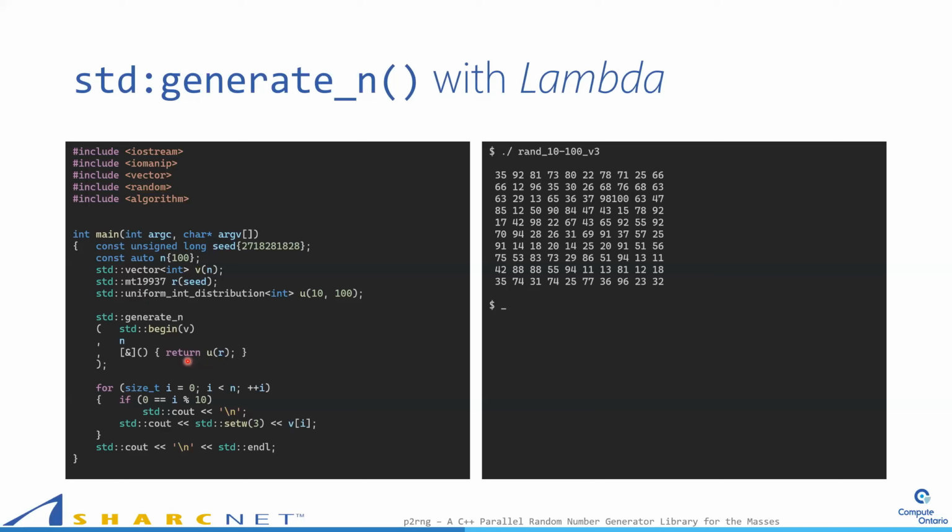We can also use generate_n, which is another algorithm, pretty similar. And here are the only changes. We just changed the name to generate_n and also pass the number n rather than the end of the vector here. But the lambda is the same. And we get the same results as well.